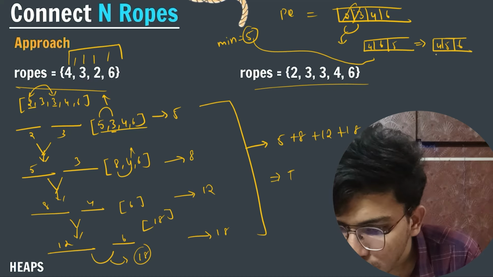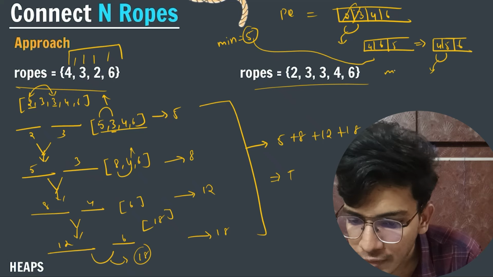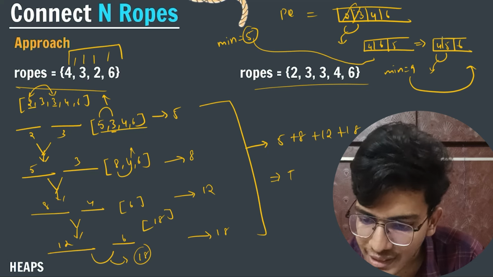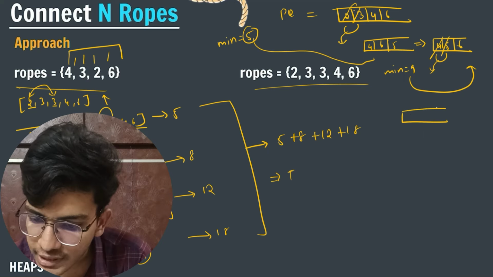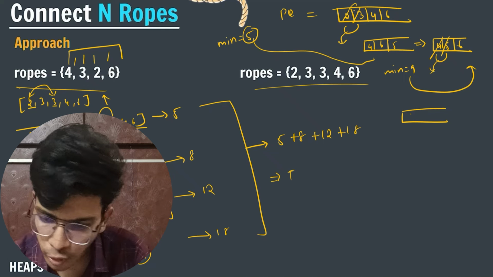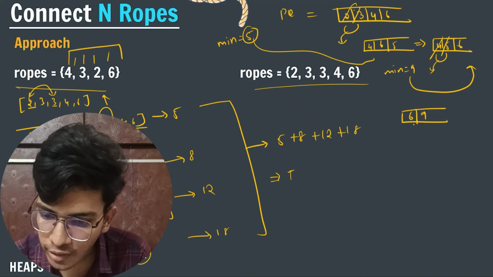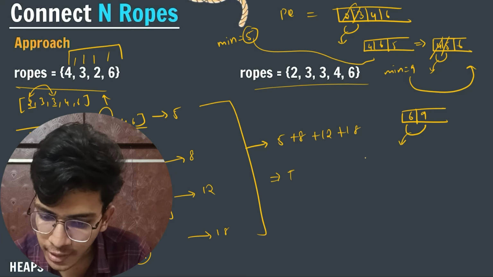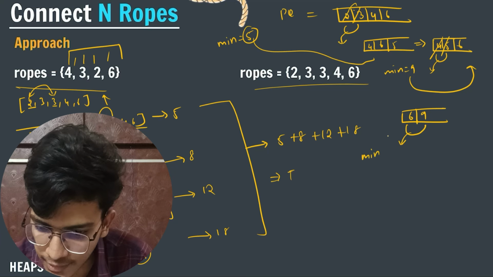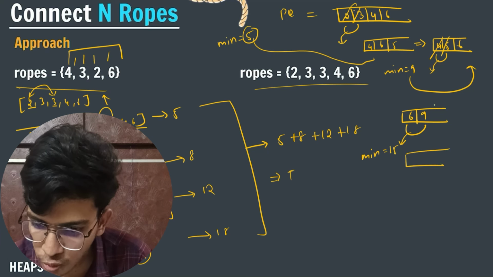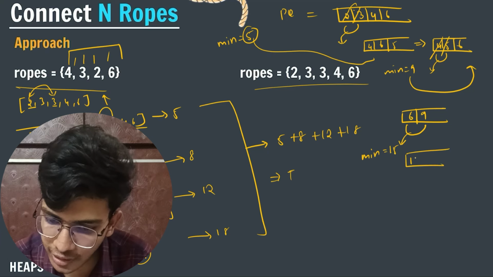Now I will take these 2 and store again in a min variable. Min is 9. Now I will insert this, and as I insert, I will remove these 2. So you can see that I will remove 5 and 4. Now I am having 6, and after that 9 is here. Now I will take these 2 and store the min, that is 15, and I will remove these 2. Now I am having 15.